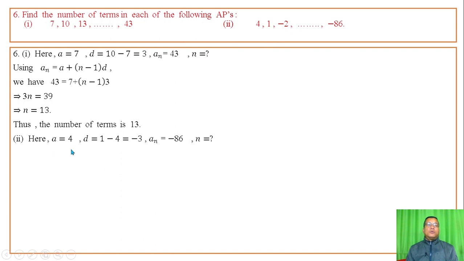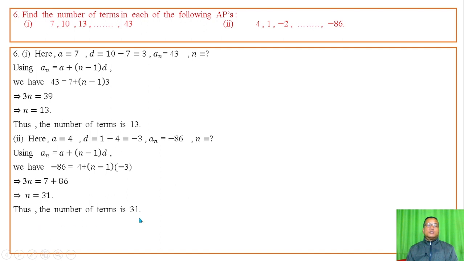For Roman number 2, using an equals a plus n minus 1 times d. Using this formula, we have an given as minus 1, a is given as 4, n is to be found out, and d is already found as minus 3, from which we have to solve n. Solving n, we get 31. Thus the number of terms is 31.